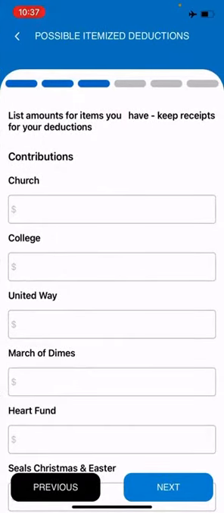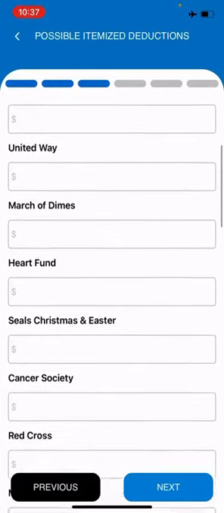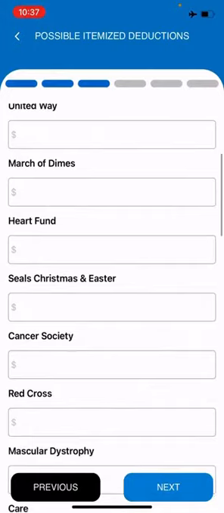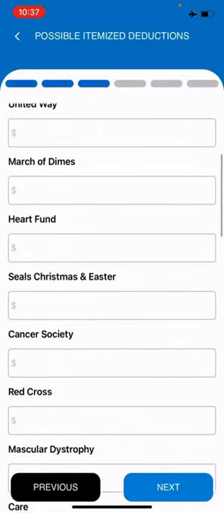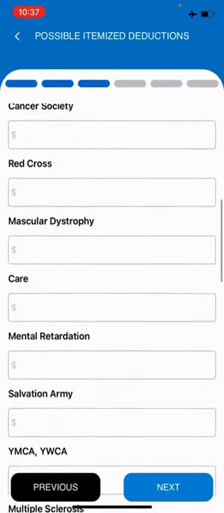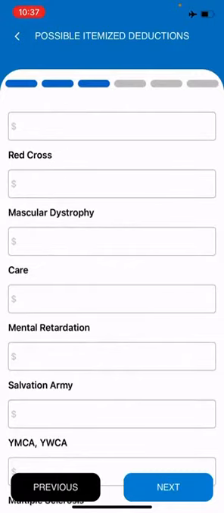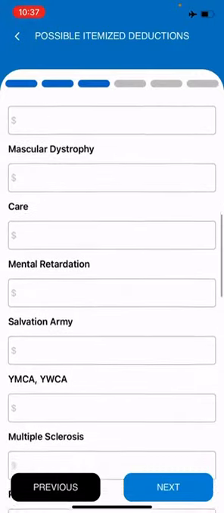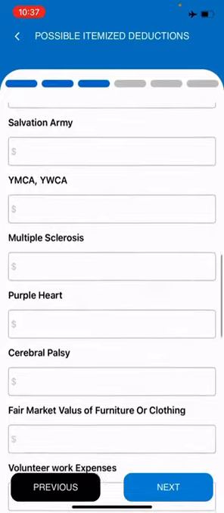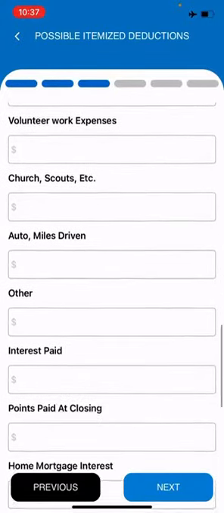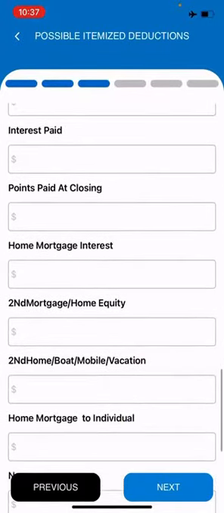List any amounts for items where you kept your receipts for your deductions, your contributions to churches, your college, United Way, March of Dimes, Heart Fund, Seals Christmas and Easter, Cancer Society, Red Cross, muscular dystrophy, any care, mental retardation, Salvation Army, YMCA, multiple sclerosis. So these are going to be all your nonprofits that you made donations to.